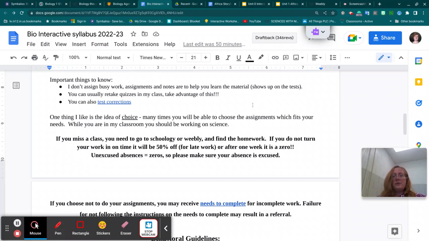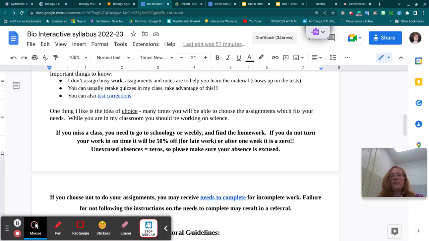There will be ways to retake things. So if you are one of the people who don't do very well on assessments and you're freaking out about that 60%, don't freak out because we're going to be flexible. We want to see what you know, not whether or not you can take a test well. We want to see what you know.